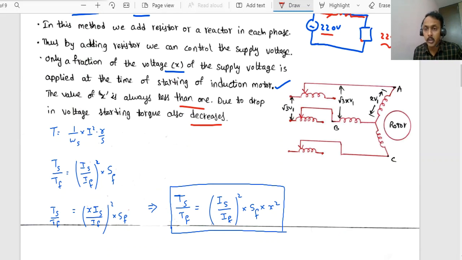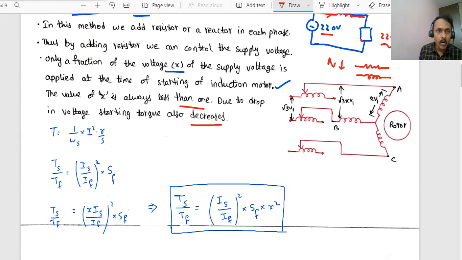Instead of using rheostats, where power will be wasted and the losses will be more, because of the resistor there will be losses, right? And because of the losses, the efficiency will come down. So instead of using resistors to control the voltage, it is better to use a reactor, an inductor in the form of a coil. A reactor is better to prefer.